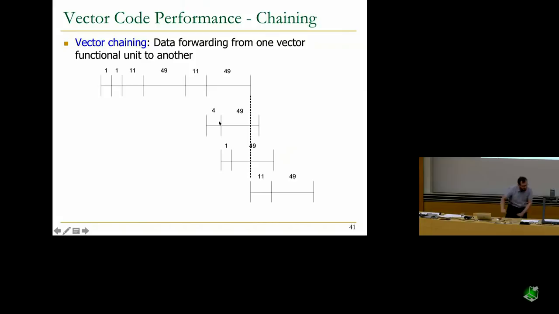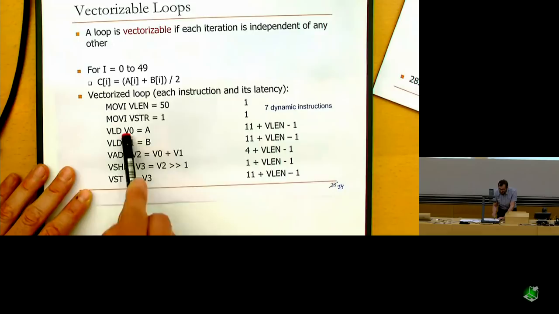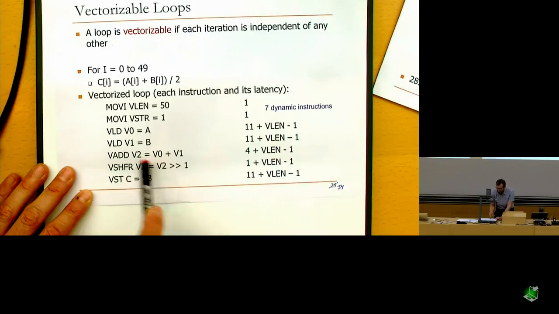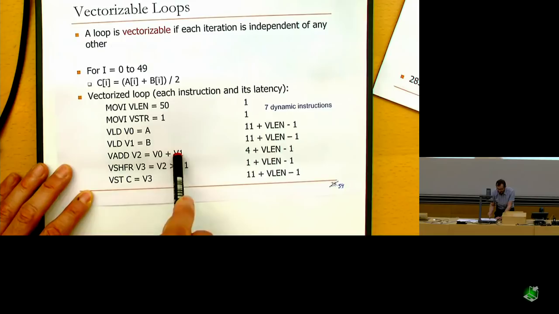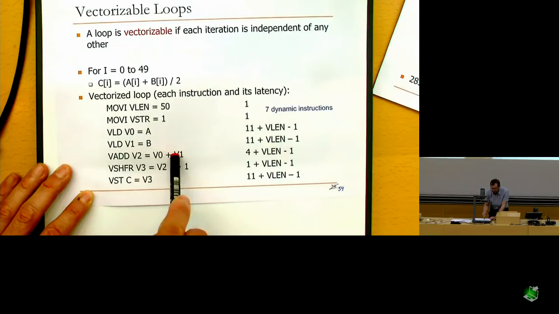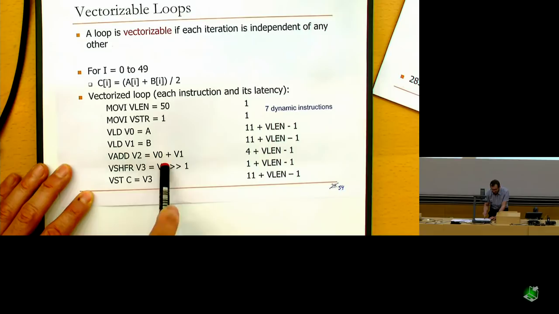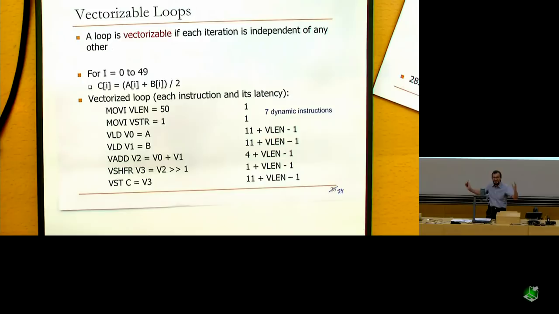If we go back over here, yeah, this was our first load. This was our second load. We're going to add the results over here, store them into V2. And then we're going to shift the result over here. Once the first element of both of these are done, we can actually start the add. That's the realization. So we can actually forward the results from this load into this adder. And once the first element of this add is done, we can actually start the shift. Once the first element of the shift is done, we can actually start the store. That's the idea. Don't wait for the entire vector register to be done. Forward the data element by element.